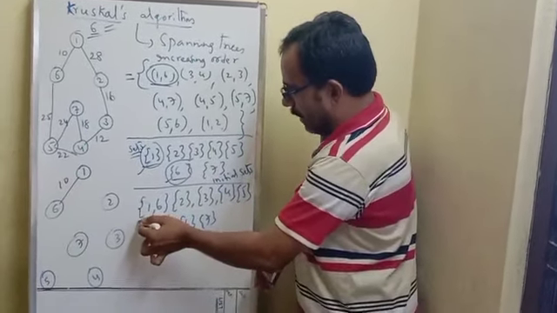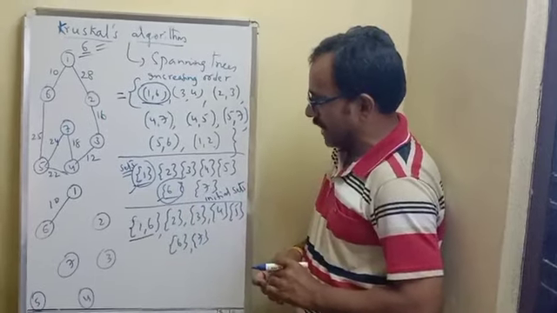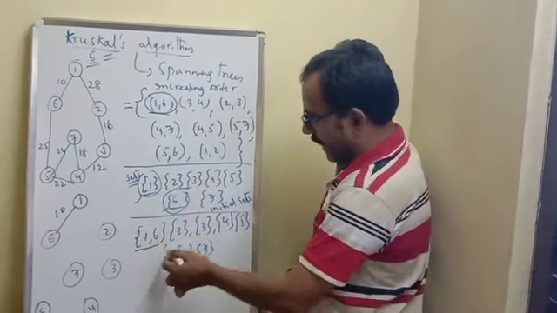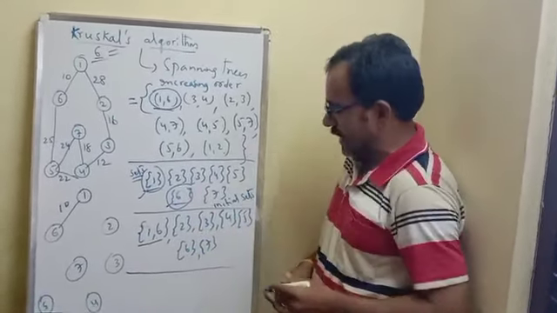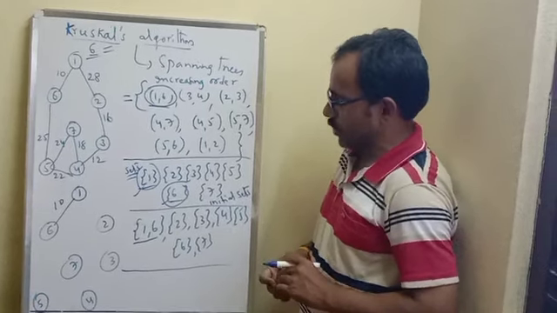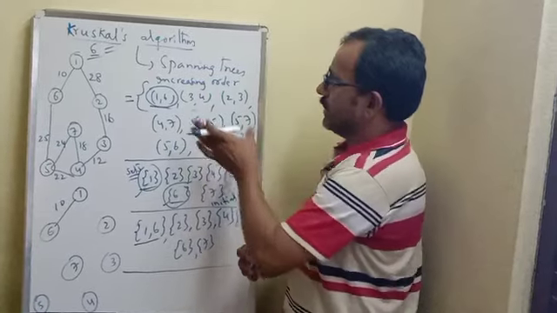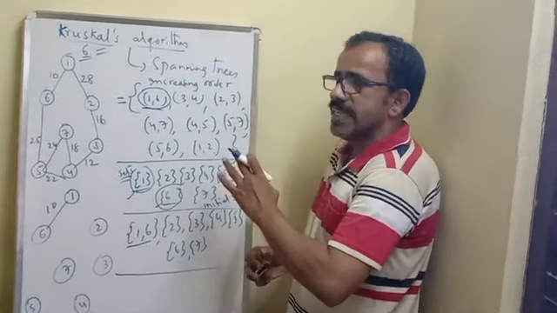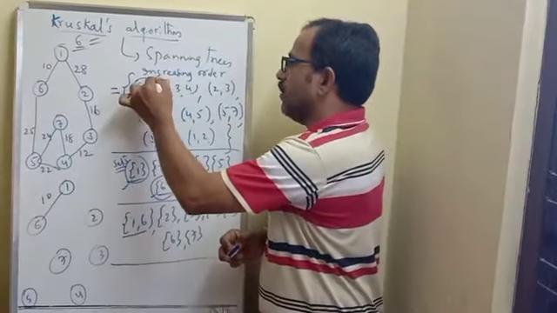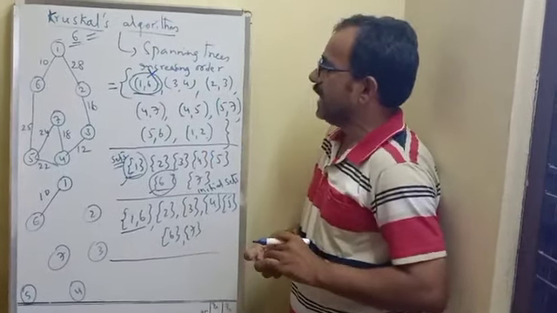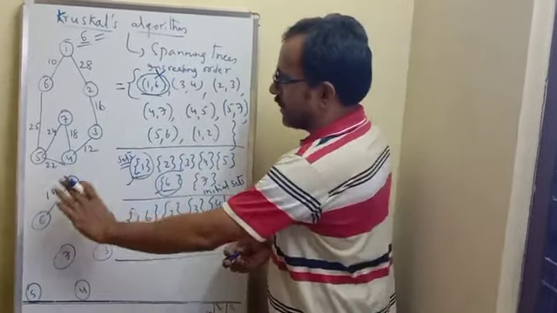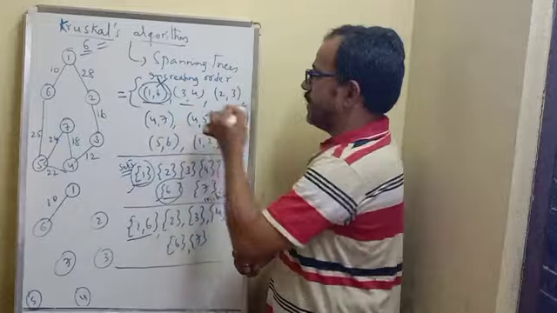Okay, so after combining the sets which are containing 1 and 6, we got the resultant set like this. This is the resultant set after combining the two sets which are containing vertices 1 and 6. Now go to the set which is containing all the edges in increasing order. Now remove this because we have successfully added that particular edge 1 comma 6 into the spanning tree. Then go to the next edge.